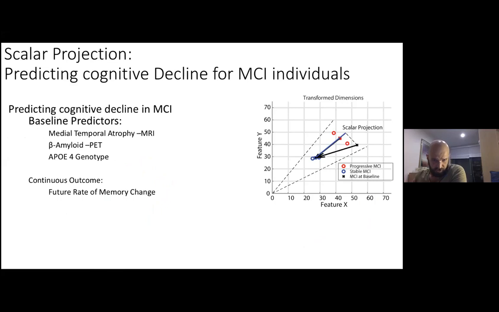So using baseline data, we trained our classifier with structural MR, a metric of medial temporal atrophy, total amyloid burden across the brain measured with PET, and APOE4 genotype. And our continuous metric we want to predict is the future rate of memory change. So that's from their baseline data that's used to train the model. How are they going to change their memory going into the future?